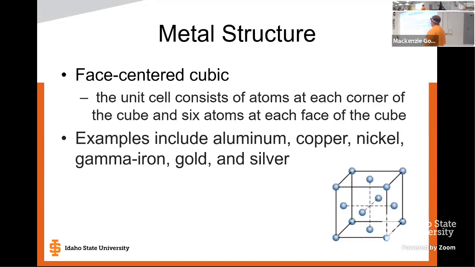Face-centered cubic is essentially 8 atoms at the corners and then 6 on each face of the cube, right? So you've got a cube, each side of it has an atom in the middle, and then there's one at each corner. This is aluminum, copper, nickel, the gamma phase of iron. So iron can change shape based on its phase, and then gold and silver.